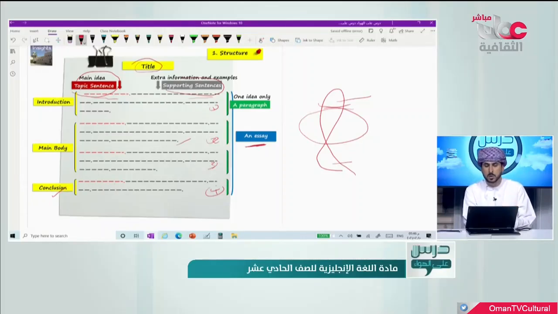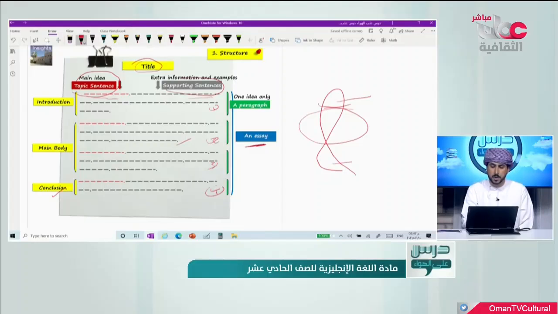Let's say that we are talking about the advantages of a mobile phone. So in this paragraph, you have to only talk about the advantages of a mobile phone, only. Okay, and then you will say, for example, I'm going to write about the advantages of a mobile phone, and then in the supporting sentences, you will mention what are these advantages, and this is a kind of support to your claim, because you have to justify your opinion.